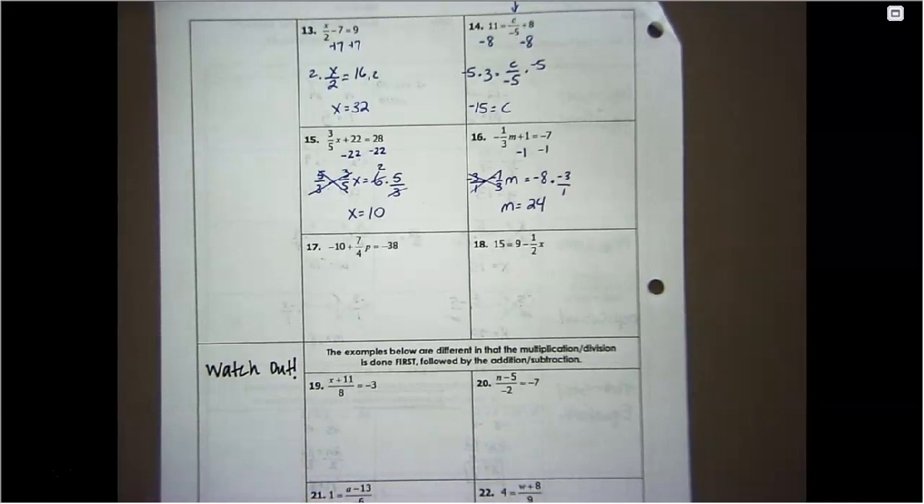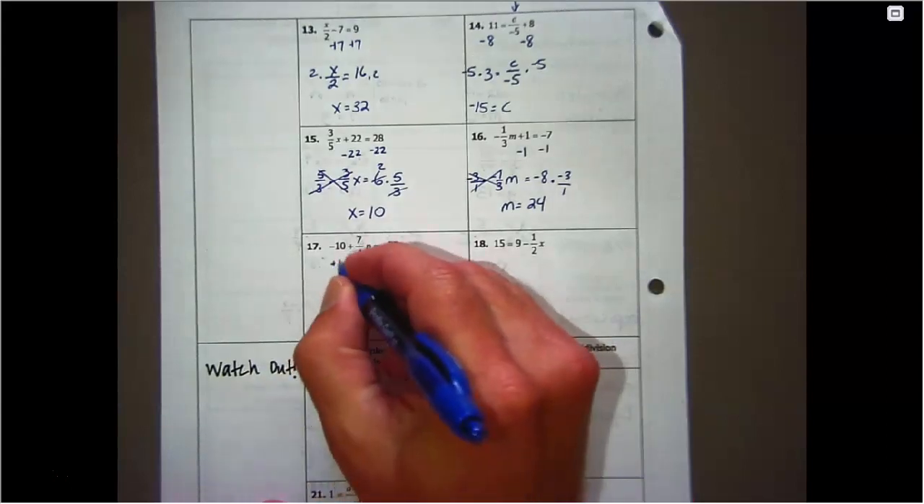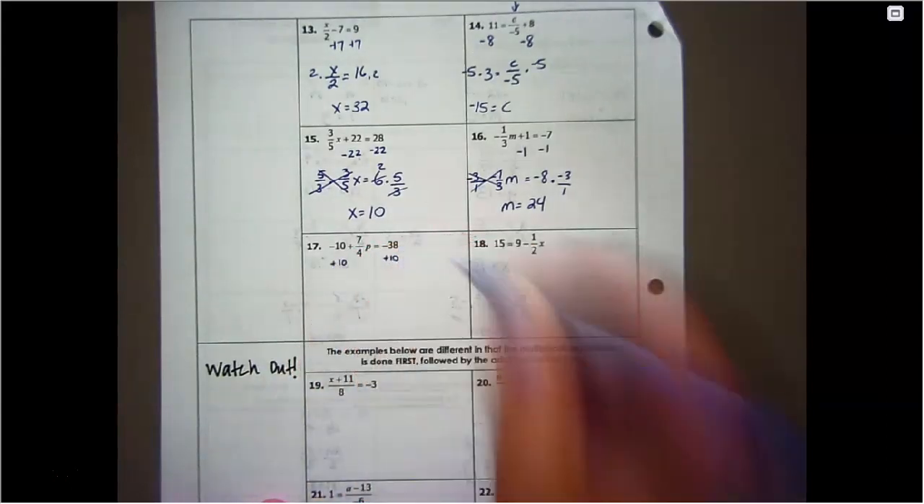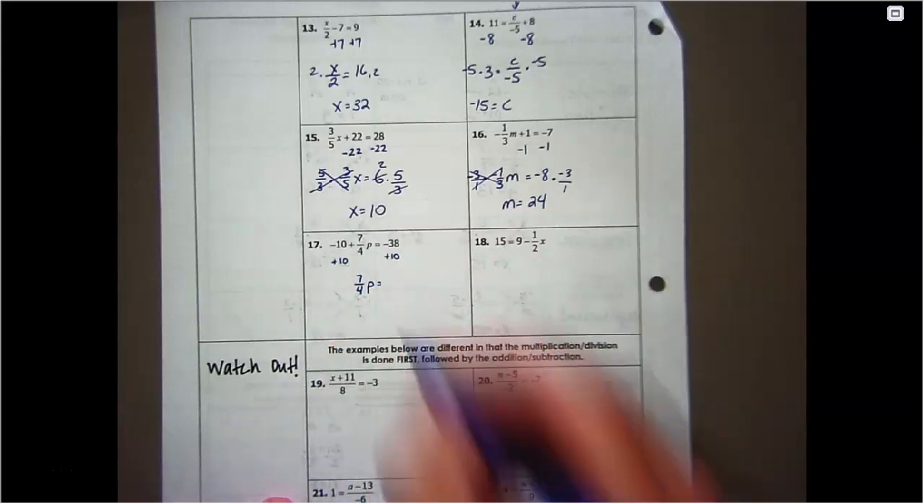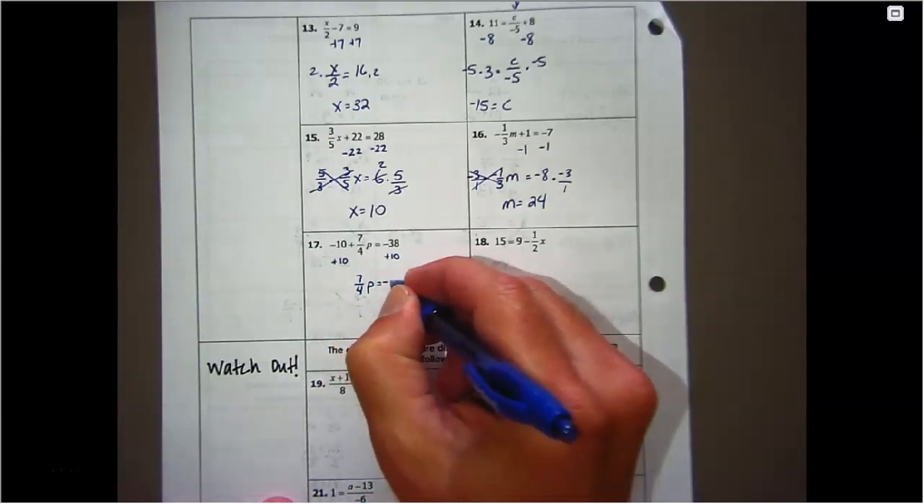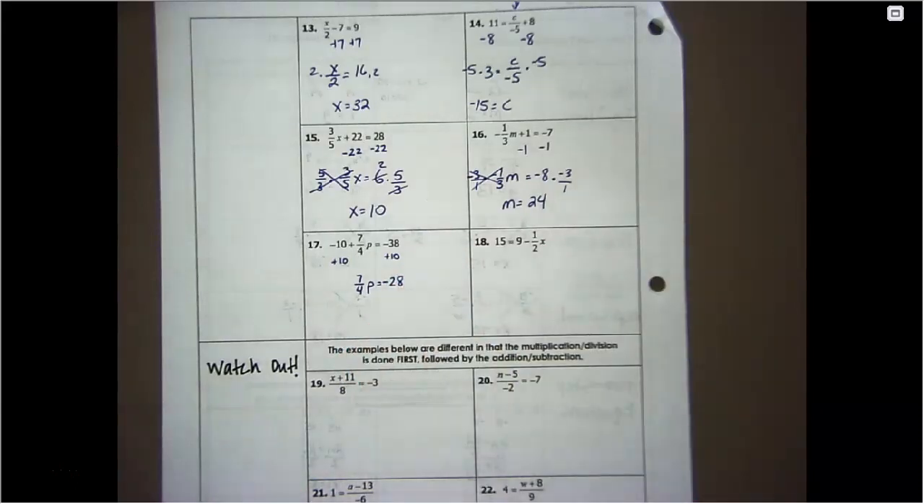Jack, do you know what our first step is on the next one? Plus 10. Joe, do you know our reciprocal? It is 4 over 7.